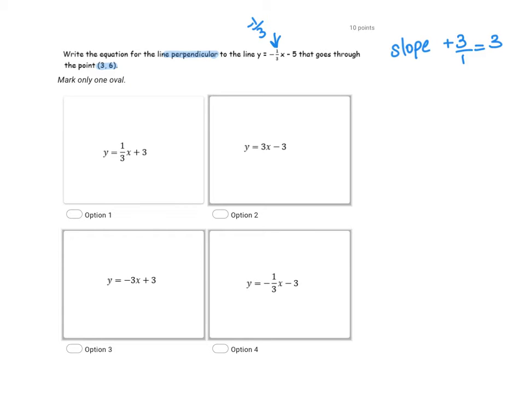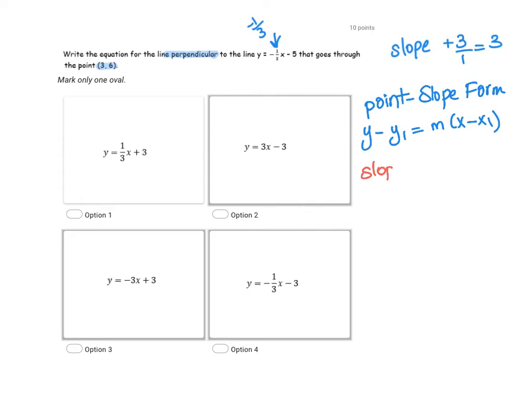So in this case, I use the point-slope form because I have a point and I have a slope. The point-slope form is y minus y1 equals m times x minus x1. The m is the slope, and that is equal to 3. I just found that. And the point is going to be the point given to me, (3, 6). I can label this point, so I can simply just plug it in my equation. So 3 is x1 and 6 is y1.